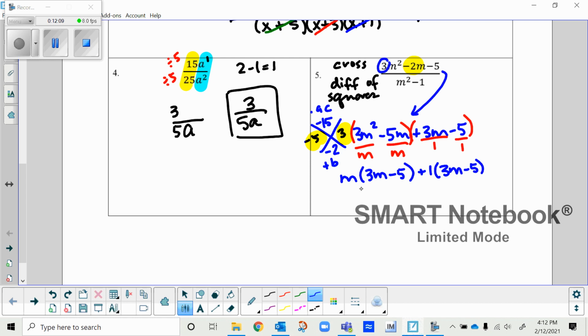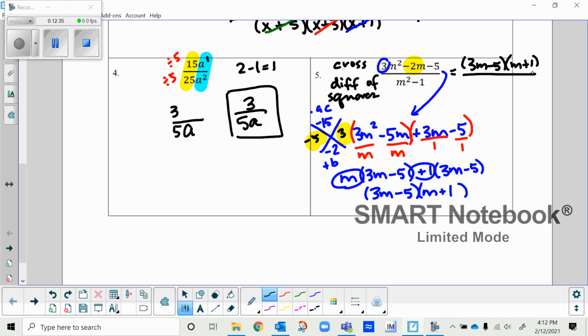And now we take the GCF of both of those groups together. They have 3m minus 5 in common. And what they have left over is m plus 1. So that's my numerator now, factored. 3m minus 5 times m plus 1.